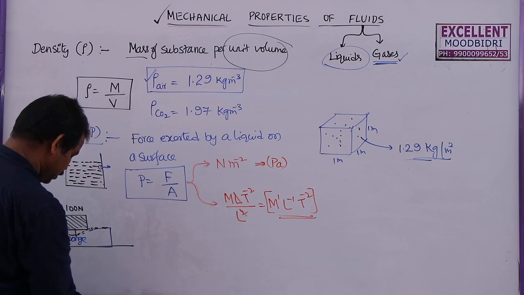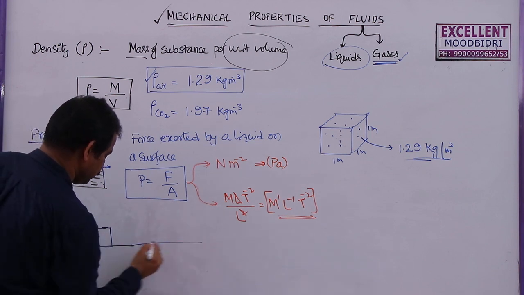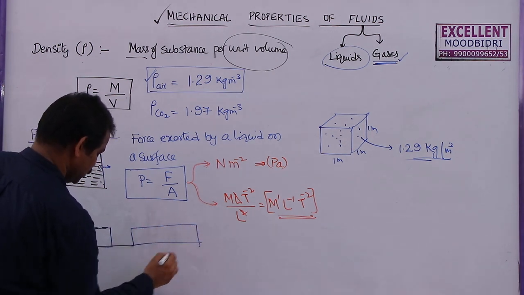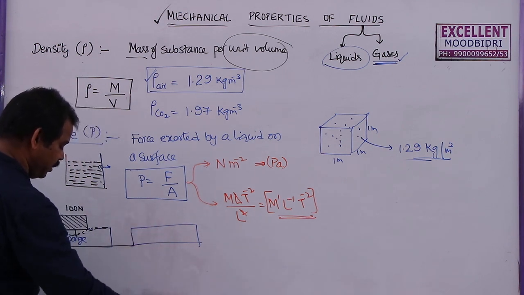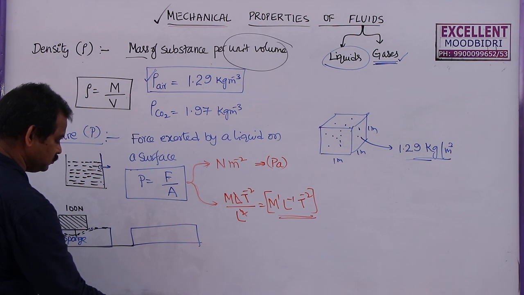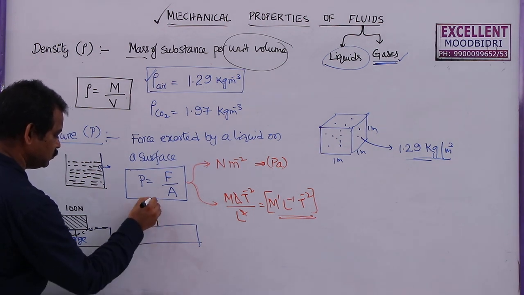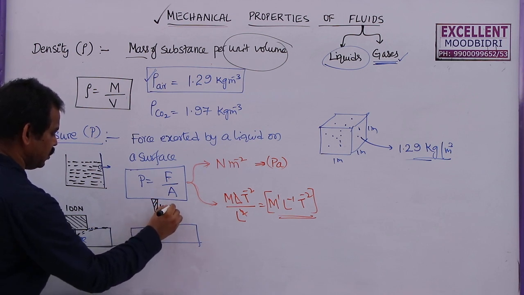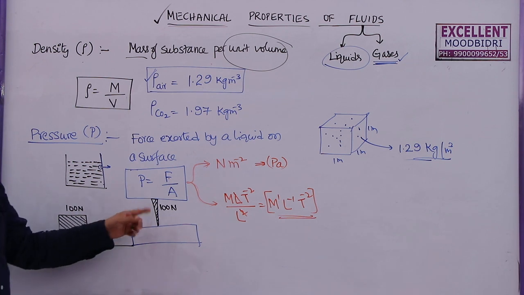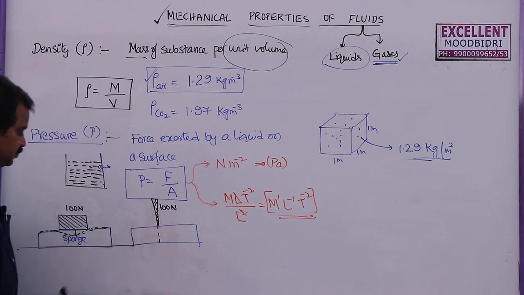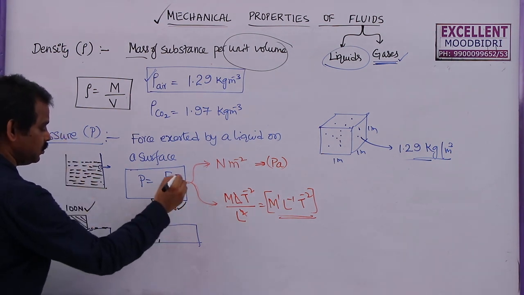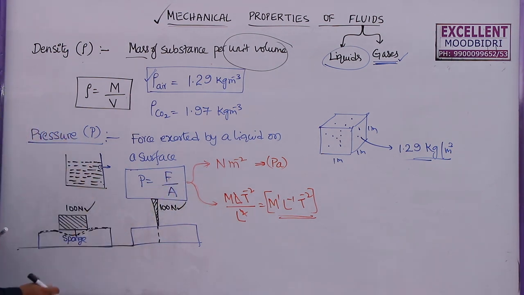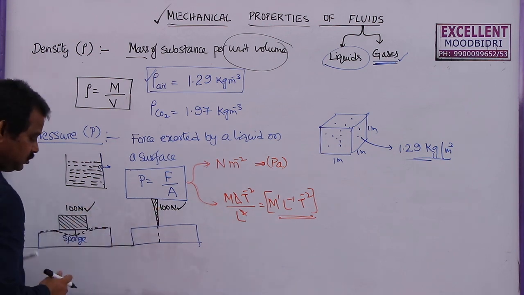Now if you take the same sponge on the same surface, and if you keep a knife here, a very sharp knife, which is having 100 newtons force, this sharp knife can cut this sponge. So here also the force acting on this sponge is 100 newtons only, 100 newtons in each case.